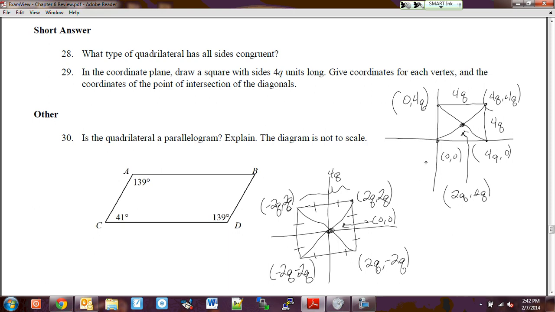All right? So this is two legitimate ways that you could do this problem. Neither of them's wrong. Neither of them is more right than the other one. They are both correct answers. Okay?